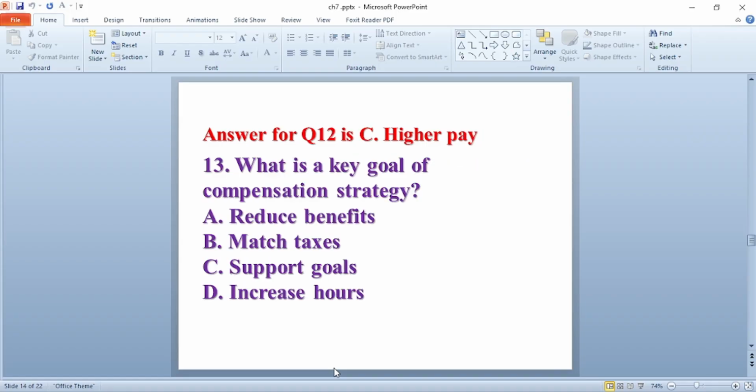Question number 13. What is the key goal of compensation strategy? A. Reduce benefits, B. Match taxes, C. Support goals, D. Increase hours. The answer for this question is C. Support goals.